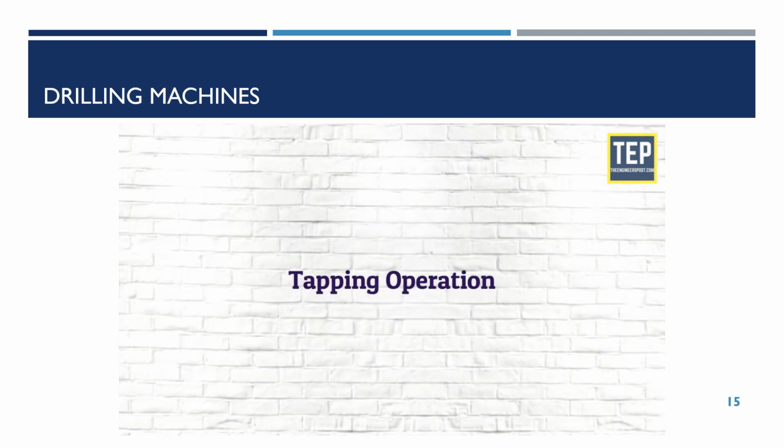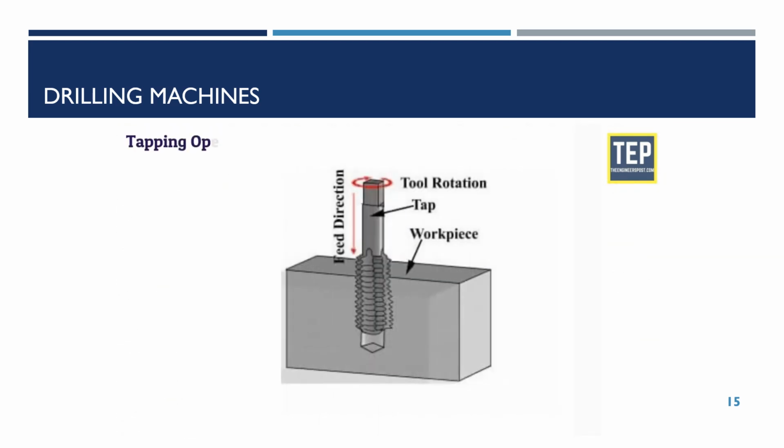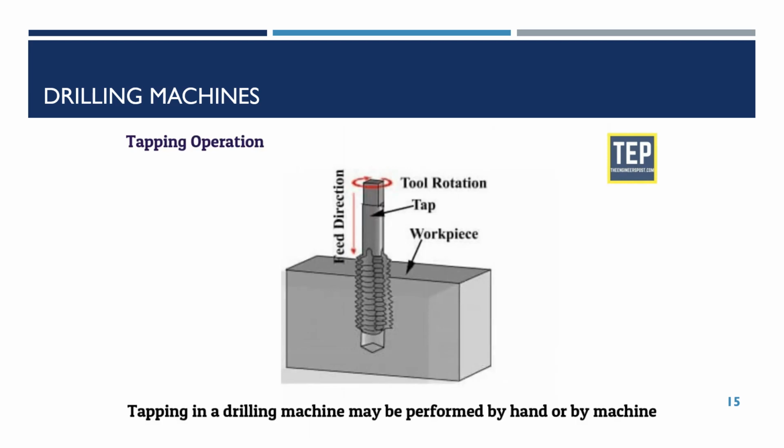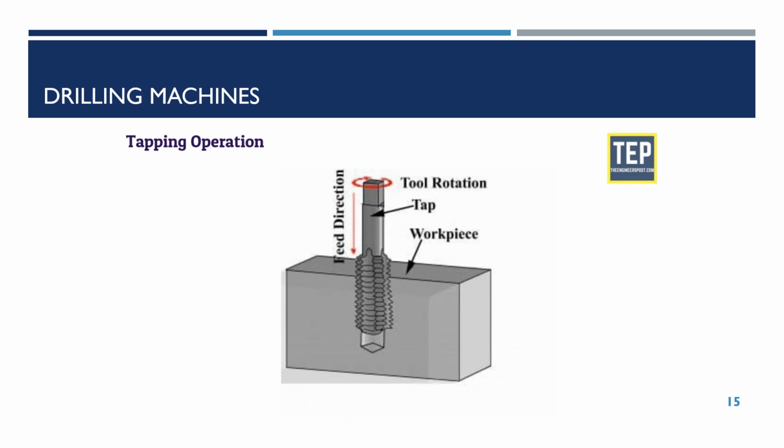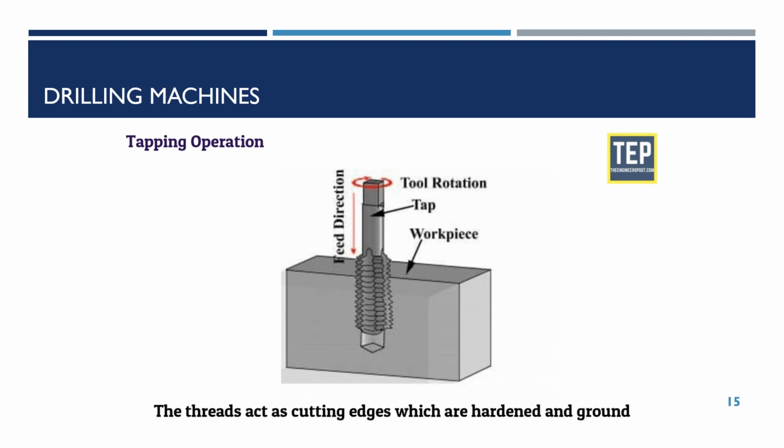Tapping operation. It is the operation of cutting internal threads by means of a cutting tool called a tap. Tapping in a drilling machine may be performed by hand or by machine. A tap may be considered as a bolt with accurate threads cut on it. The threads act as cutting edges which are hardened and ground.